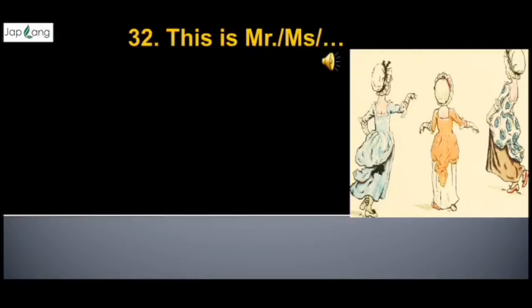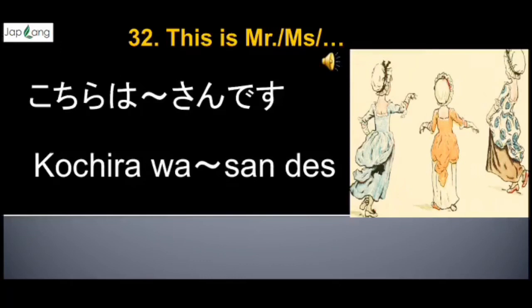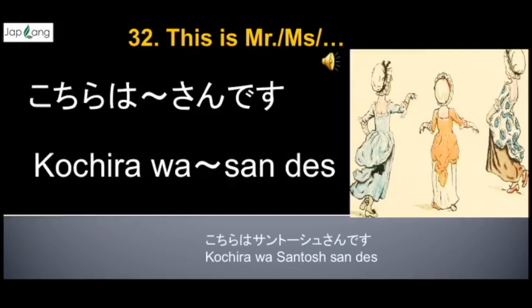When you're introducing a third person, you use kochira wa something san desu. For example, if you are introducing me to your friend, you can say kochira wa Santosh san desu. Let's listen to the Japanese sound. こちらは、さんです。Kochira wa Santosh san desu. This side of me is, or he is, Mr. Santosh. Alright, so this is India. I love my India. We go to the next.